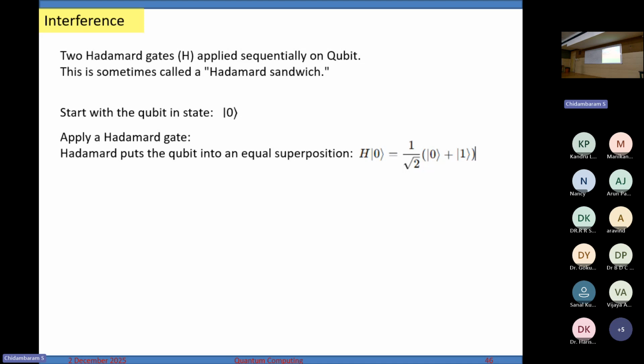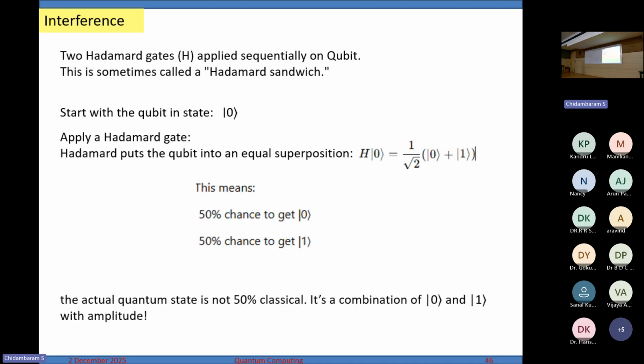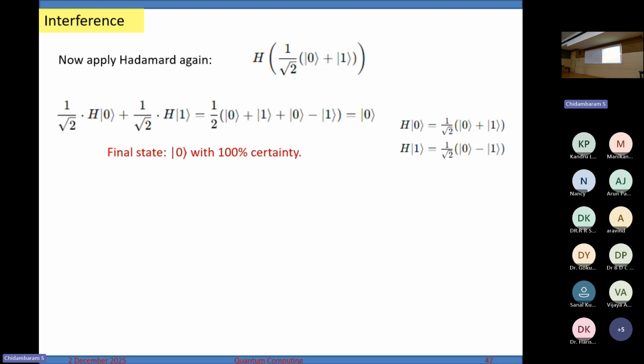Now what we are aiming for, actually, is applying two Hadamard gates. So this means you are getting a 50% chance of getting 0 and a 50% chance of getting 1, right? The actual quantum state is not 50% classical, it is a combination of 0 and 1 with amplitudes. Now let us see what this interference is. Now let us apply Hadamard again.